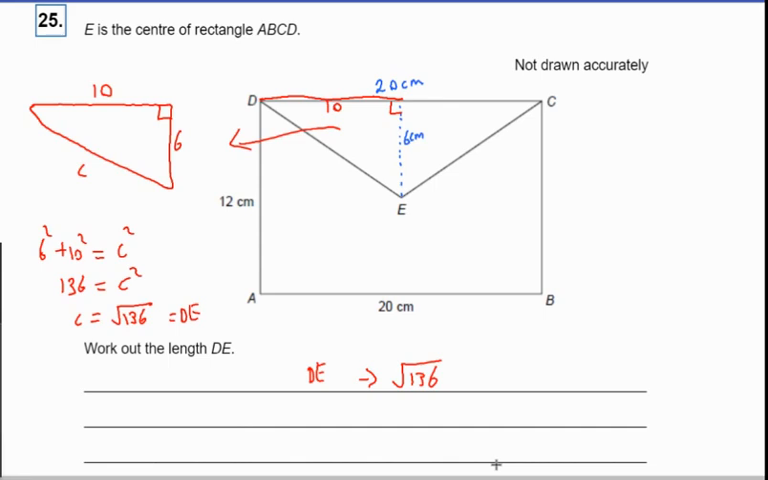So square root of 136, or 11.662, correct to 3 decimal places. I prefer the exact answer, but there we go. That's how it goes sometimes.